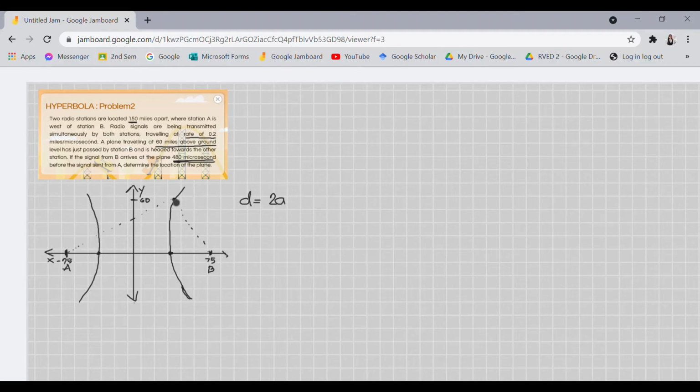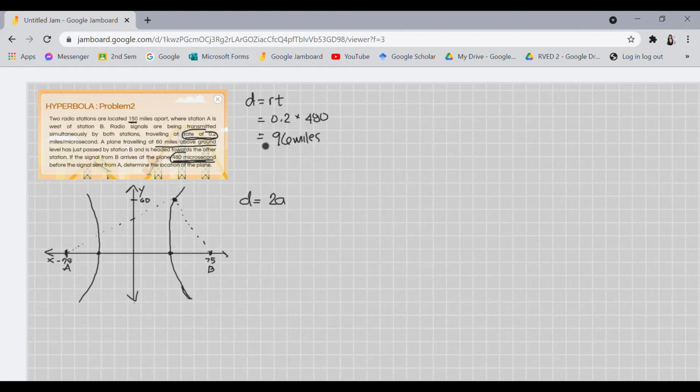This means we can compute this particular difference of distances by using the time and the rate given. We all know that the distance formula is d equals rate times time. So we can solve for the distance by multiplying the rate of 0.2 miles per microsecond times the time of 480 microseconds. The microseconds will cancel. 0.2 times 480 is actually 96. The unit now will be miles.